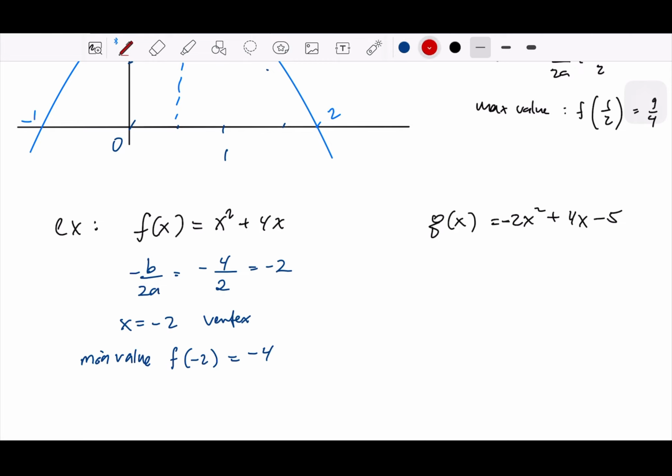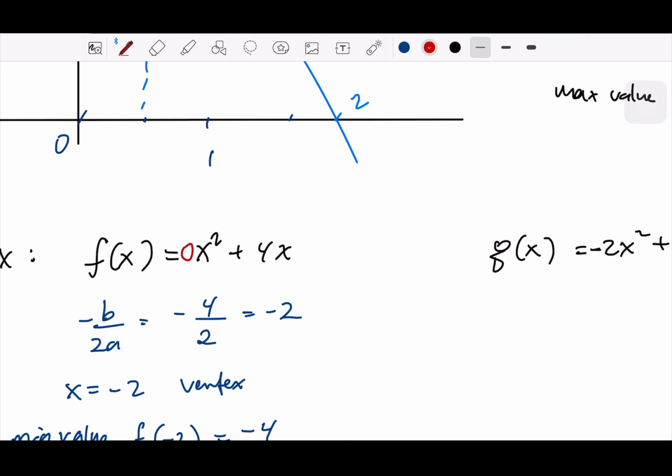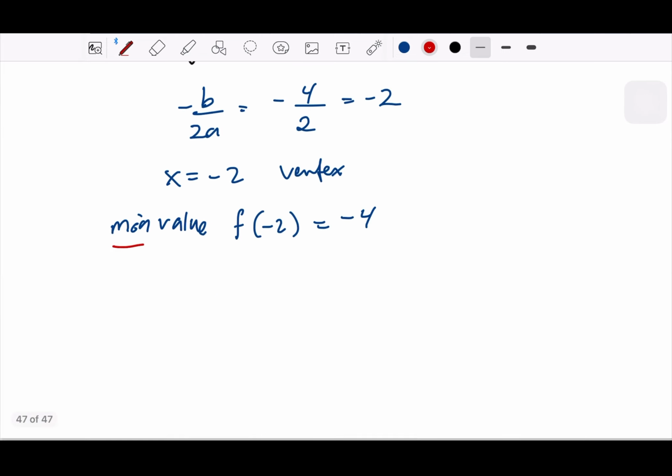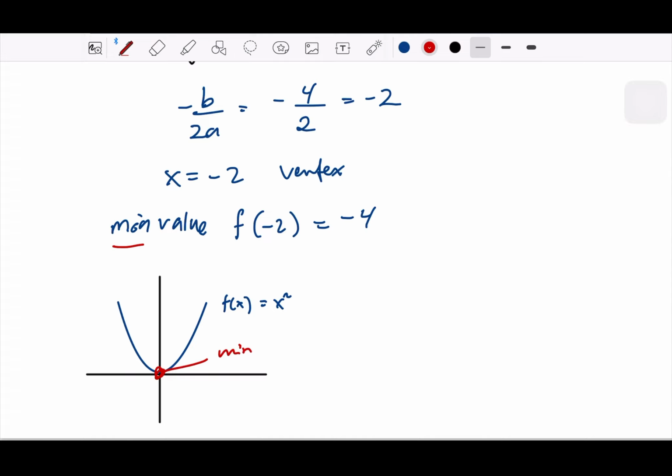And how do we know it's minimum or maximum? It's from the leading coefficient. If this is positive, then it will be a minimum value. Or if you would like to know how this works, just imagine the typical function of x squared. It's x squared, positive, and it's going to have this minimum. That's how the minimum and maximum value works.